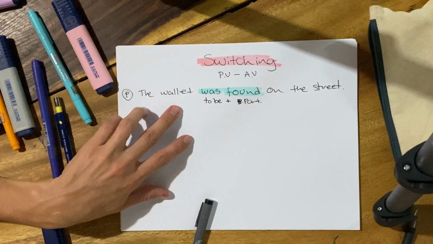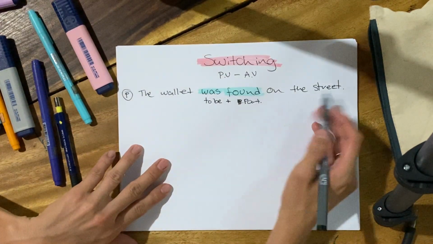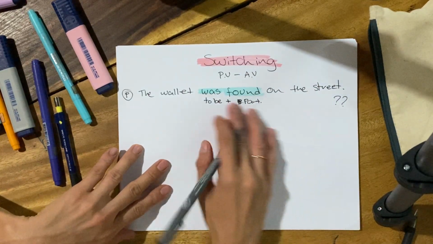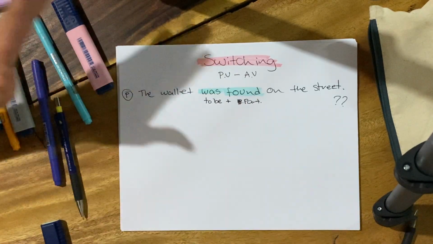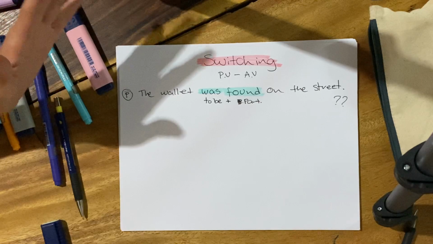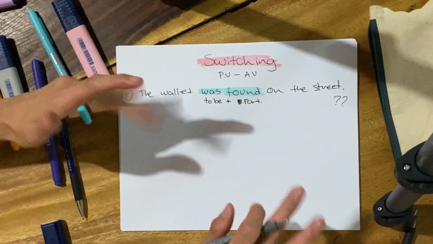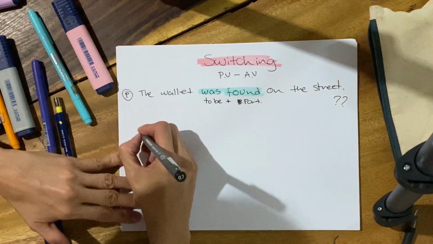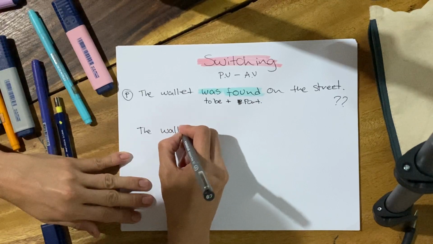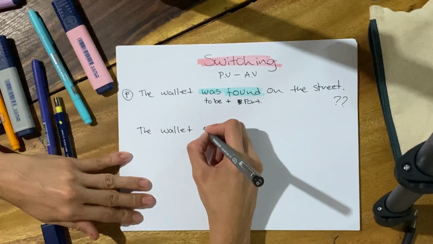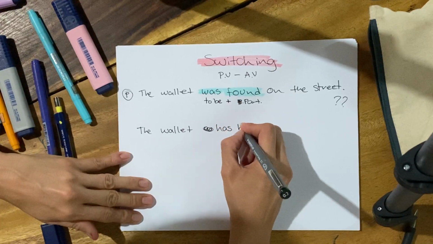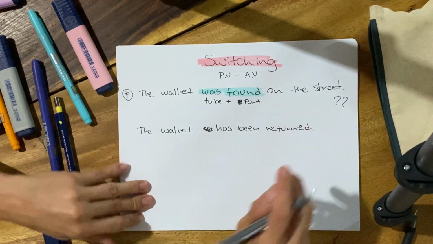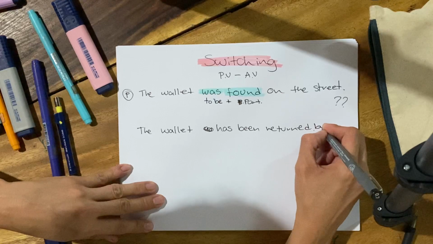Now, let's take a look at this passive sentence, because it says the wallet was found on the street. Who found the wallet? We don't know. Why? Because it's a strange, random situation where a lot of people could have found it, and it doesn't matter. We don't know who he or she was. It was returned, and that's it. Or the wallet has been returned by the thief.